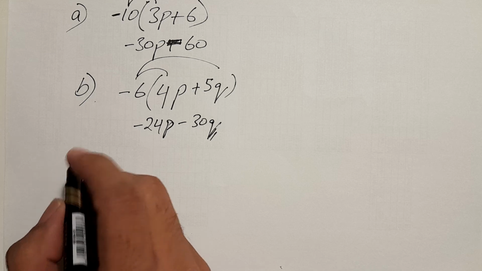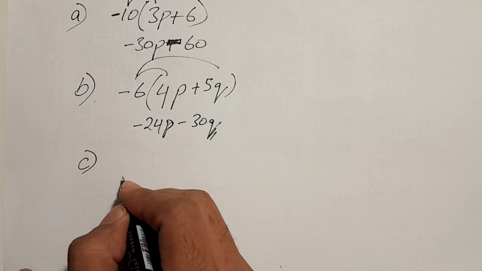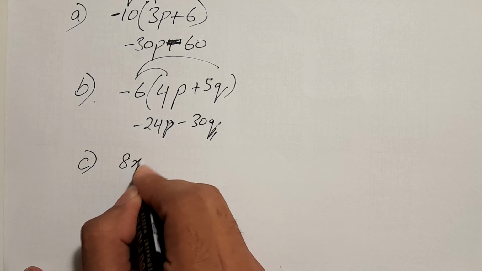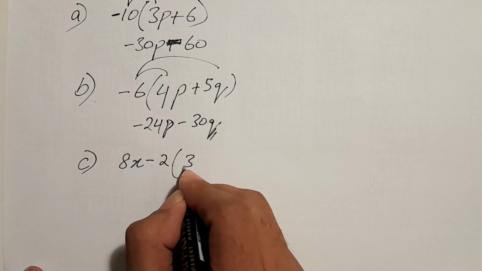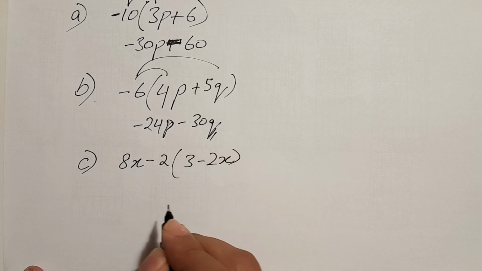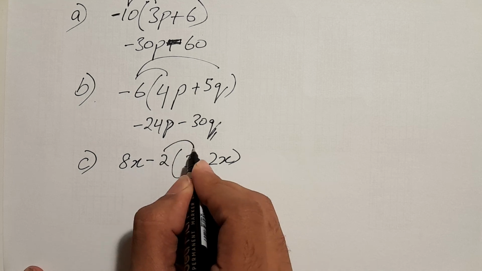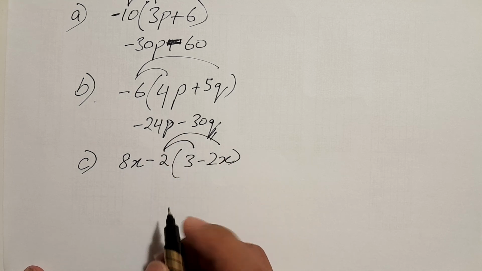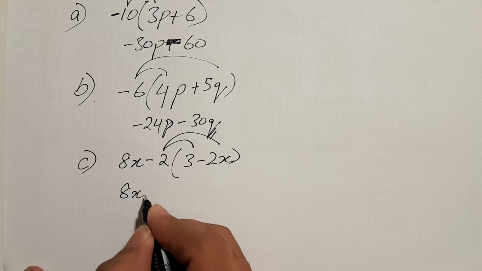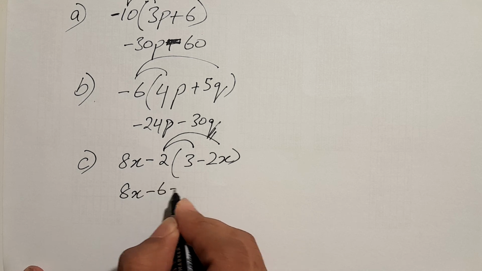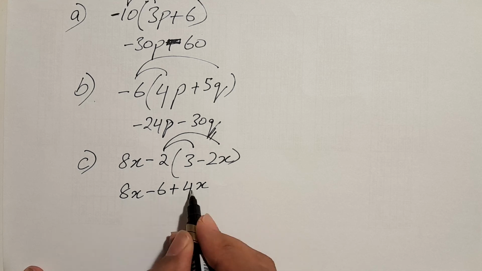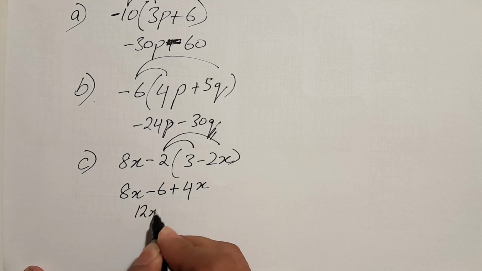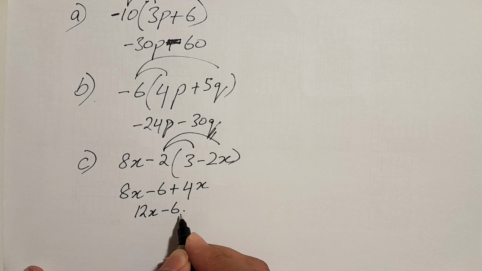Then for part C, if we have 8x minus 2 brackets open, 3 minus 2x brackets, so minus 2 by 3 and minus 2 by minus 2x, so 8x minus 6 plus 4x, so 8 plus 4 is 12x minus 6. So this will be the final answer.